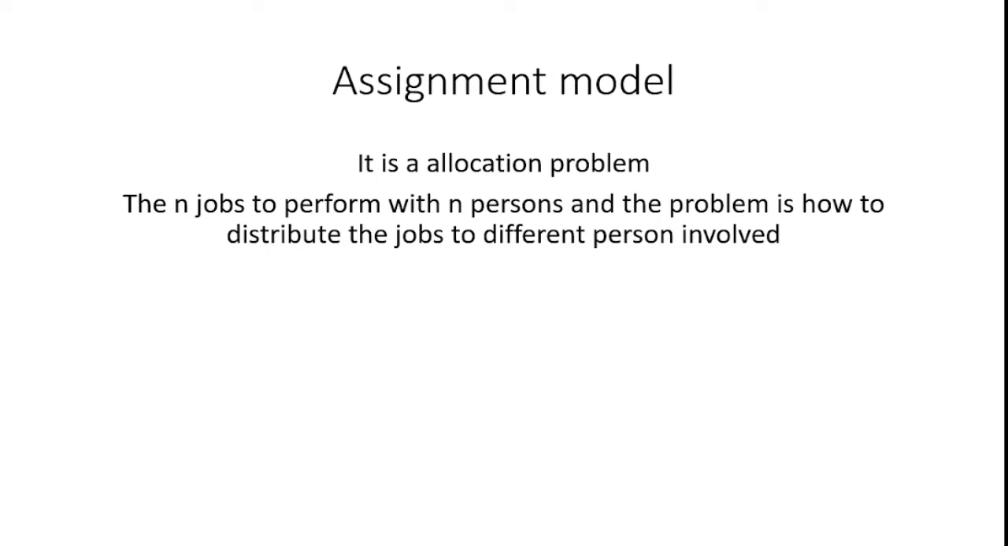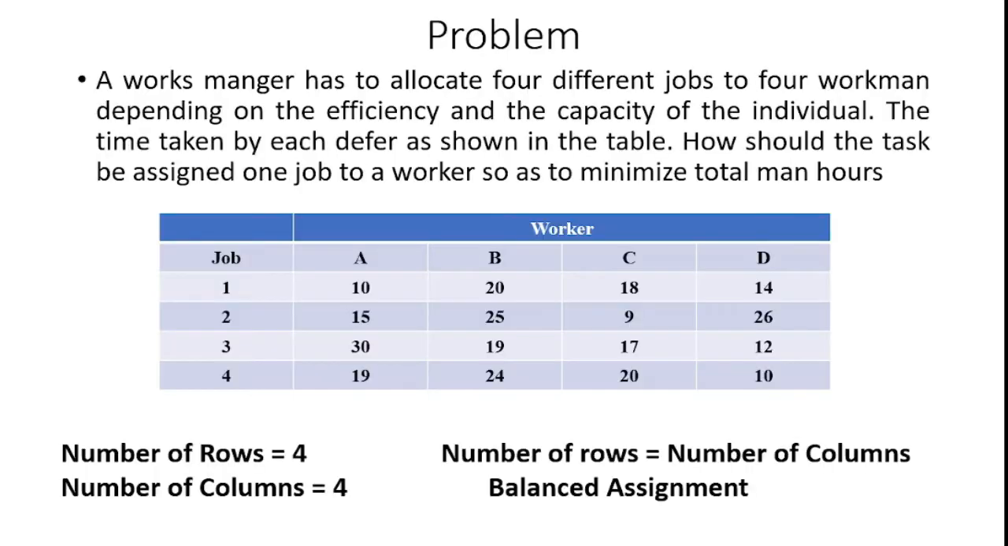So there are n jobs to perform with n persons, and the problem is how to distribute the jobs to the different persons involved. To understand this assignment model, I can explain with an example problem. A works manager has to allocate 4 different jobs to 4 workmen depending on the efficiency and the capacity of the individual. The time taken by each differs, as shown in the table.